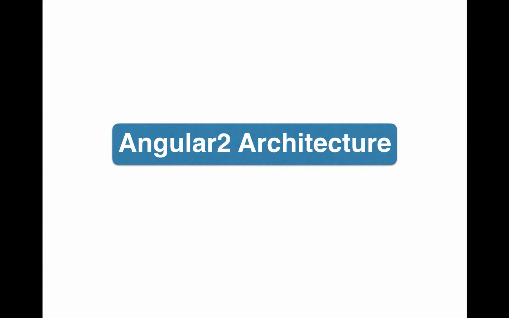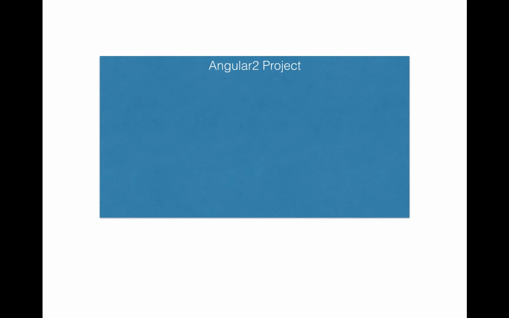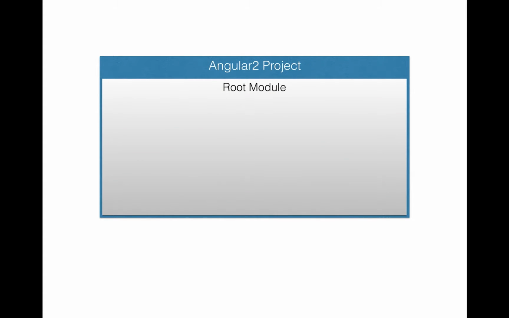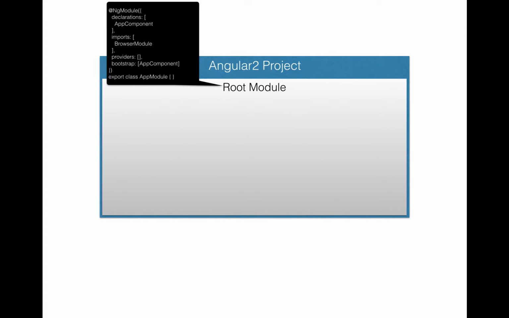Hi, today let us take a closer look at Angular 2 architecture. Angular 2 is a web application framework. Every Angular 2 project will have at least one root module, and every root module can have many feature modules.